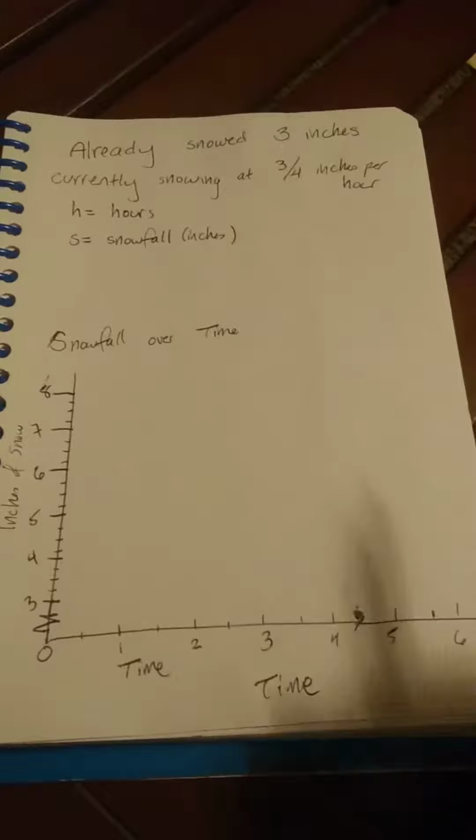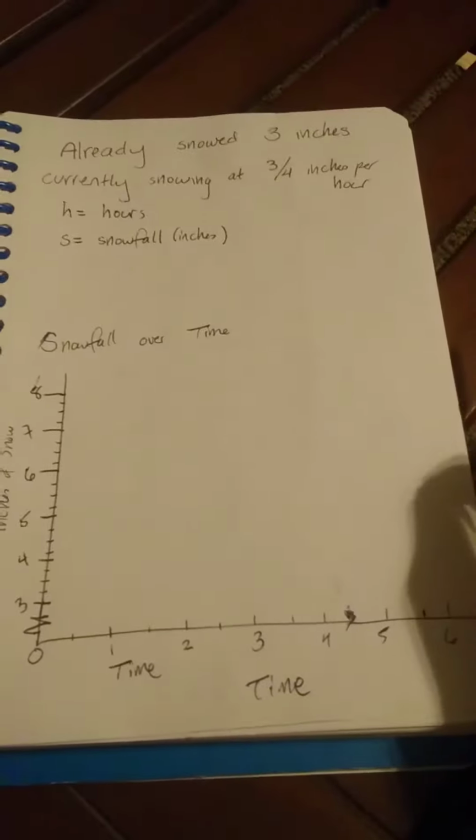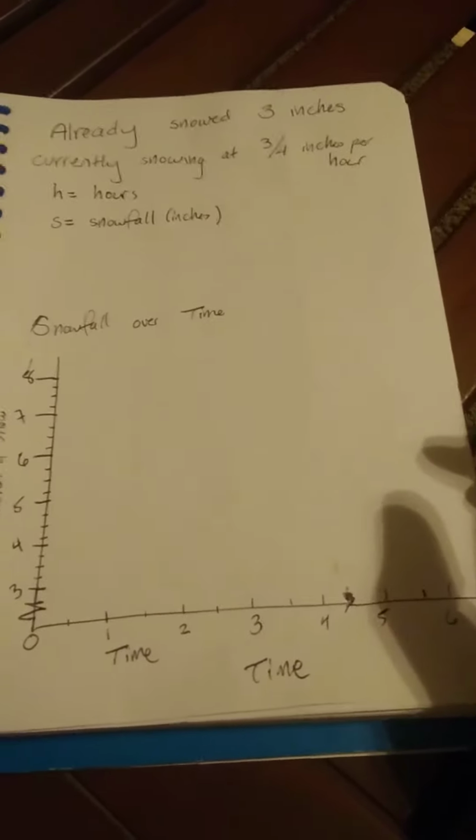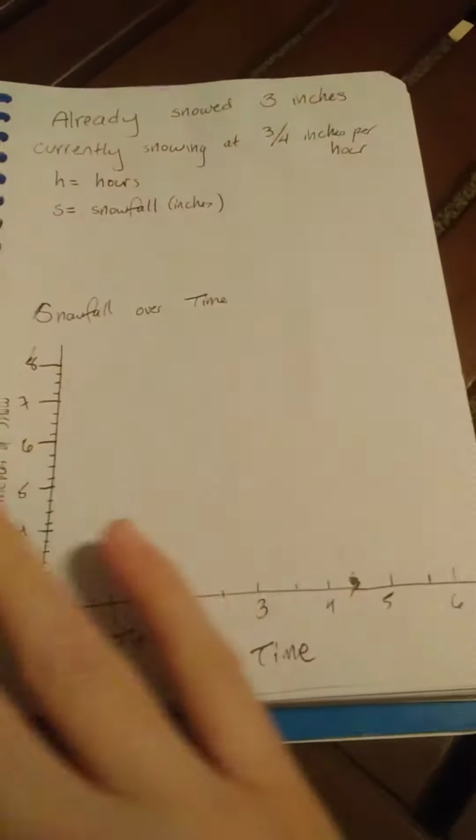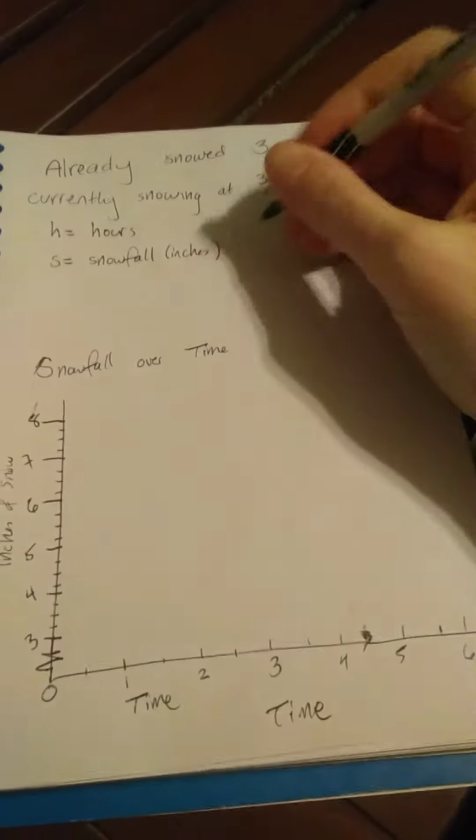So we know it already snowed 3 inches. It's currently snowing at 3/4 inches per hour. H is our hours, S is our snowfall in inches. We need to write an equation.